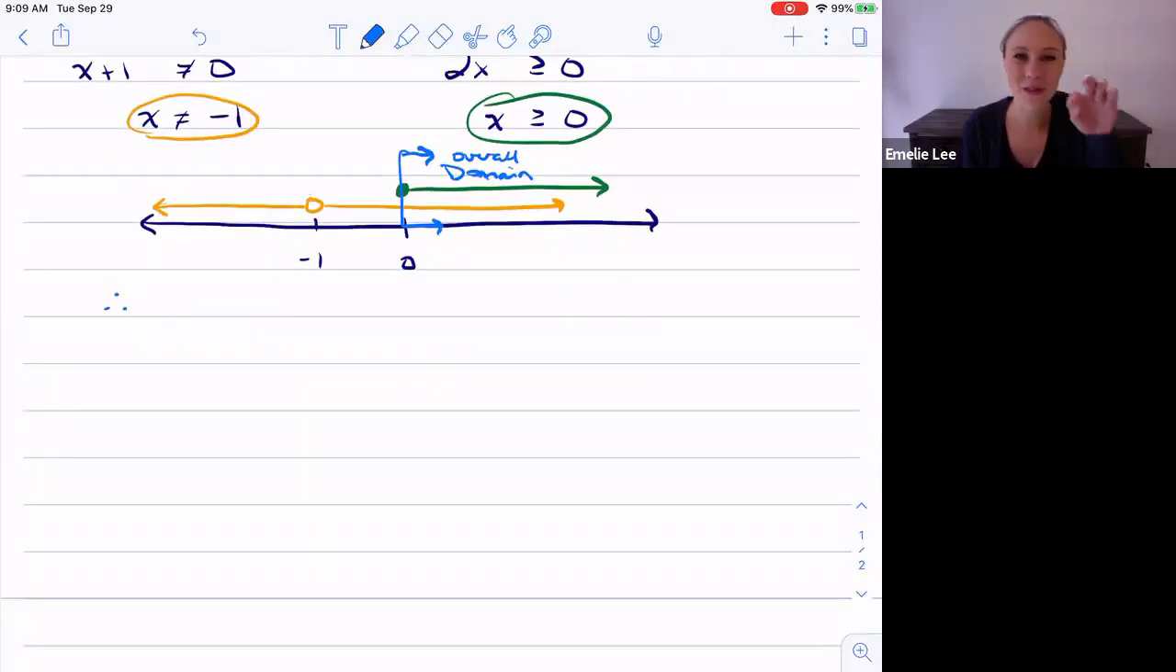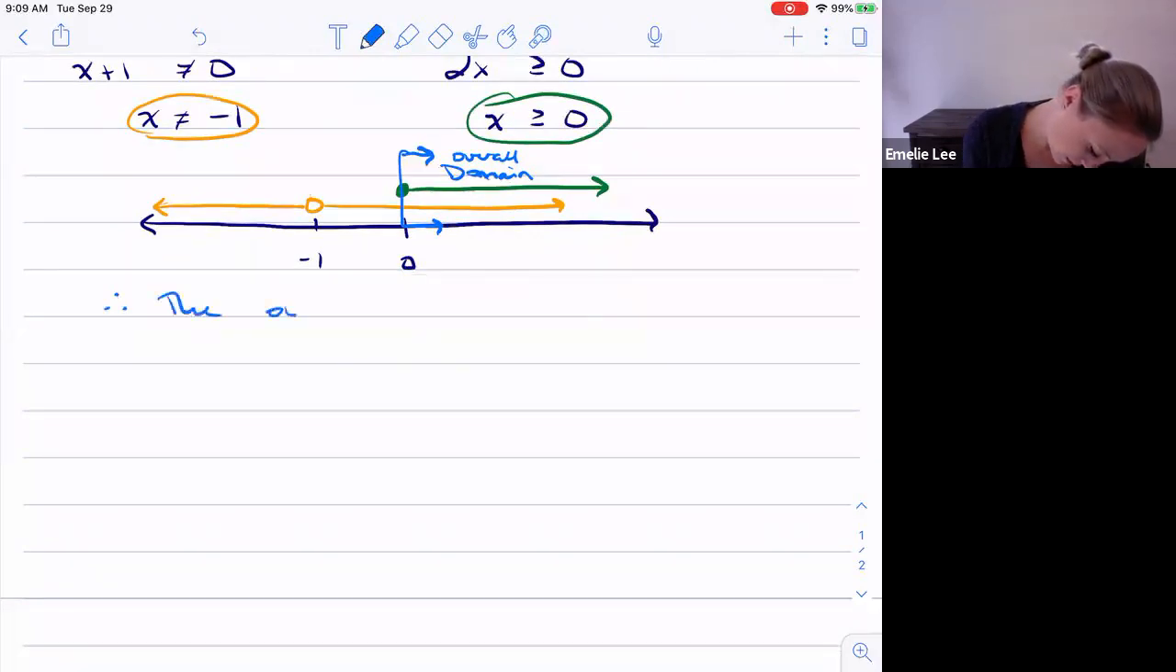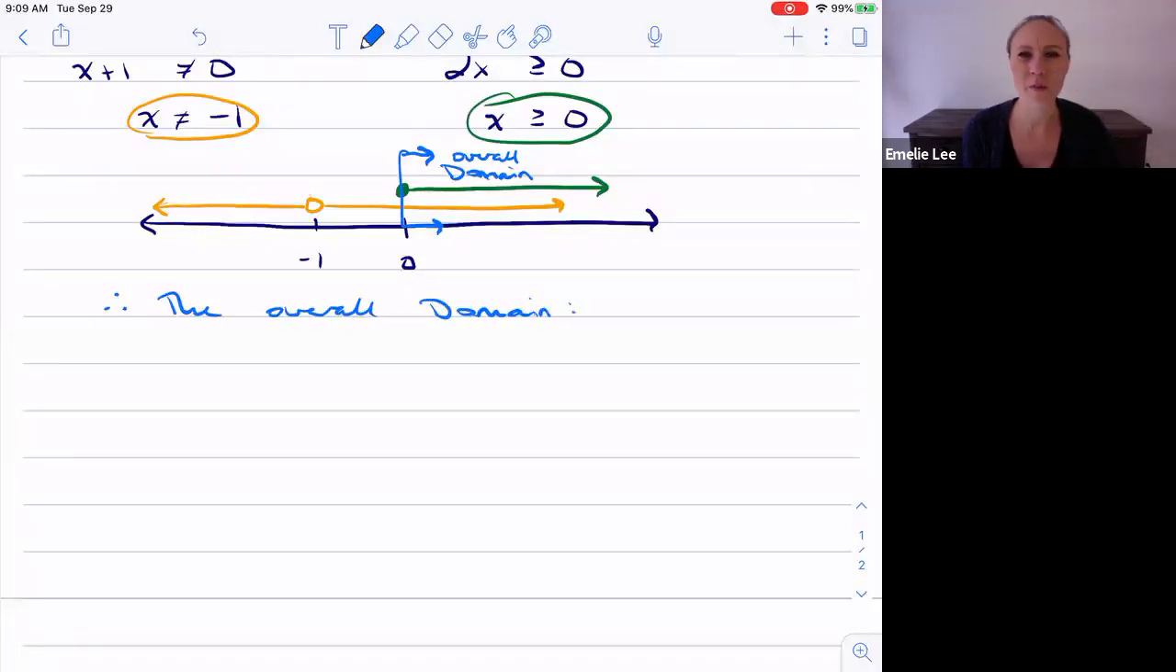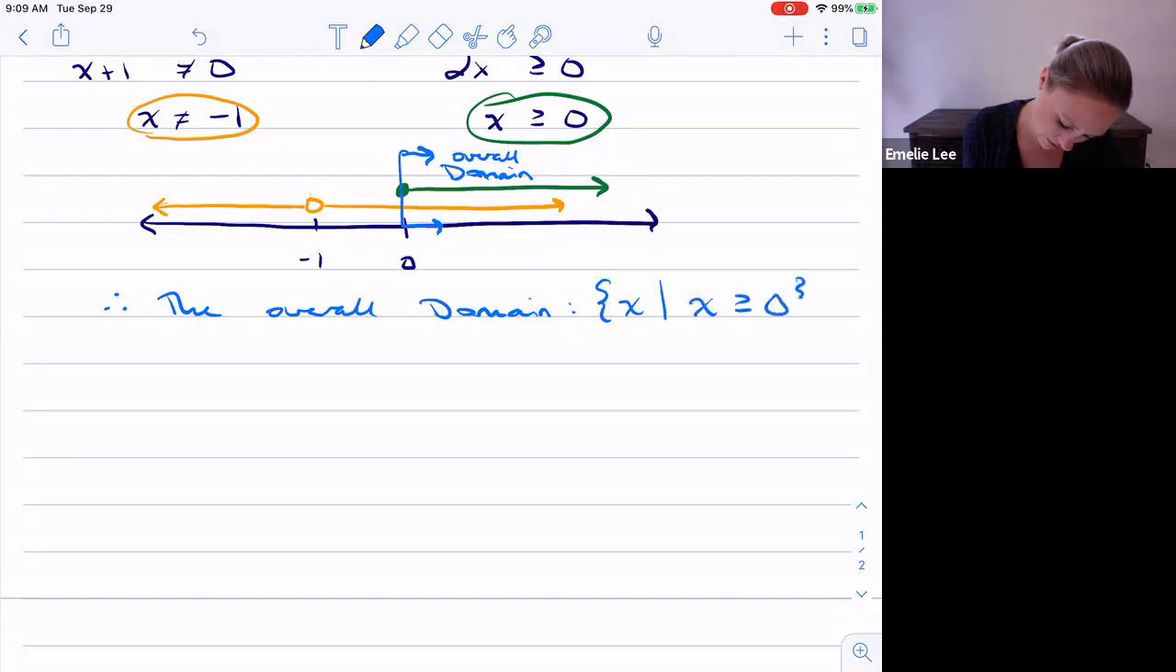Therefore, remember those three dots, shorthand for therefore. Therefore, the overall domain, remember we use set notation, or set builder notation, we can call it. It's a set of x's such that x is greater than or equal to 0. So that's kind of where we ended last day, right?